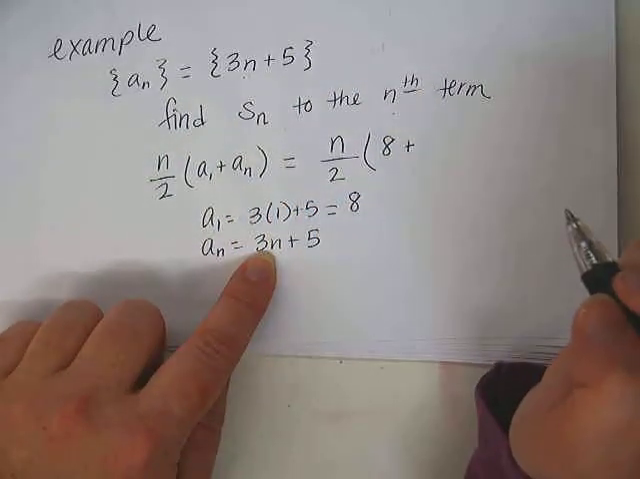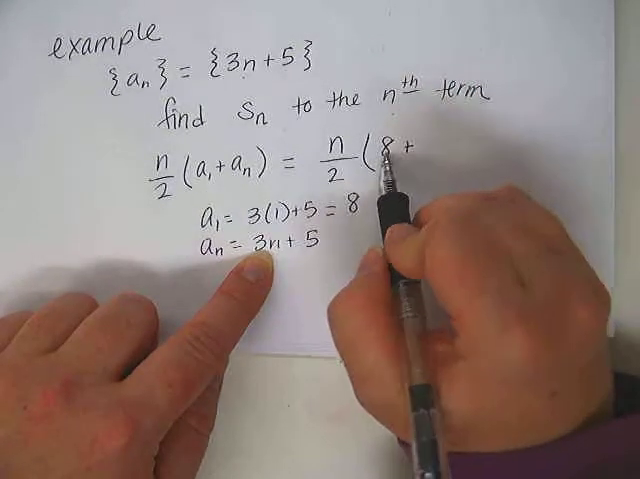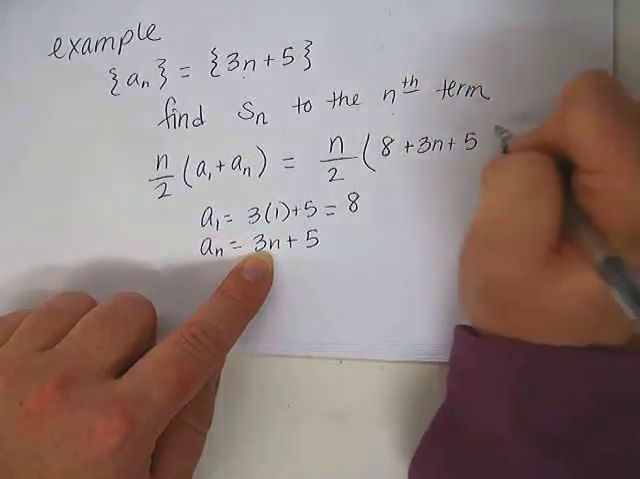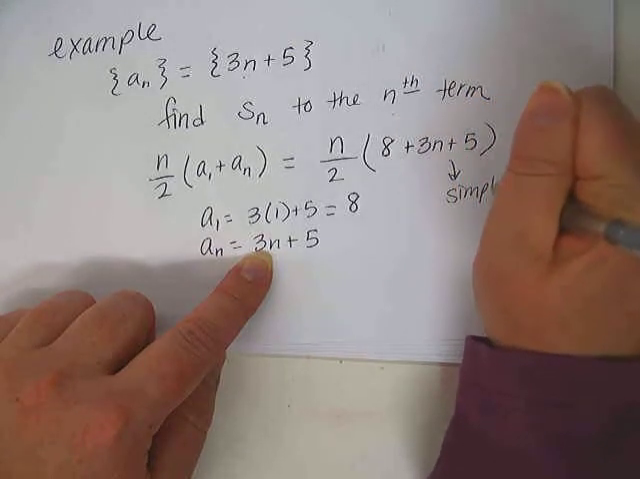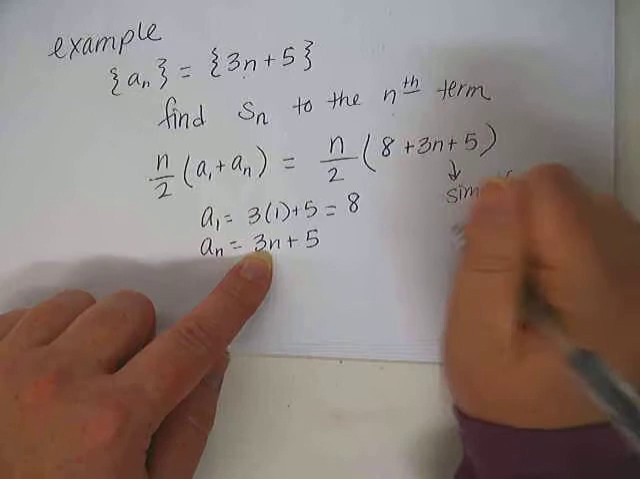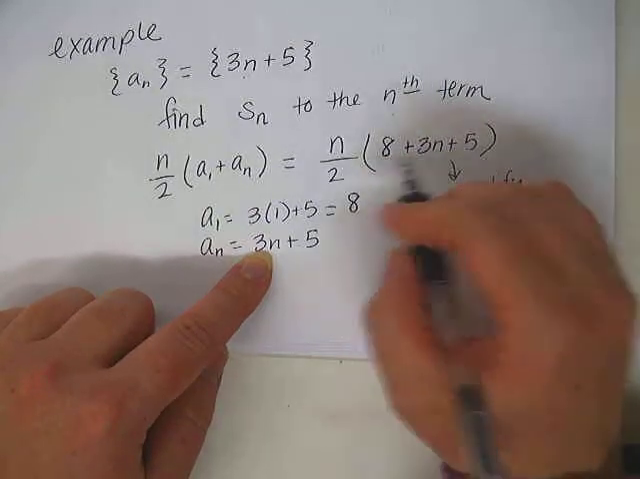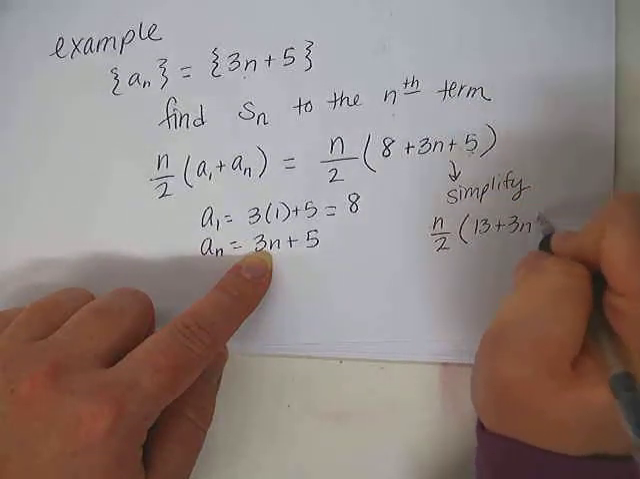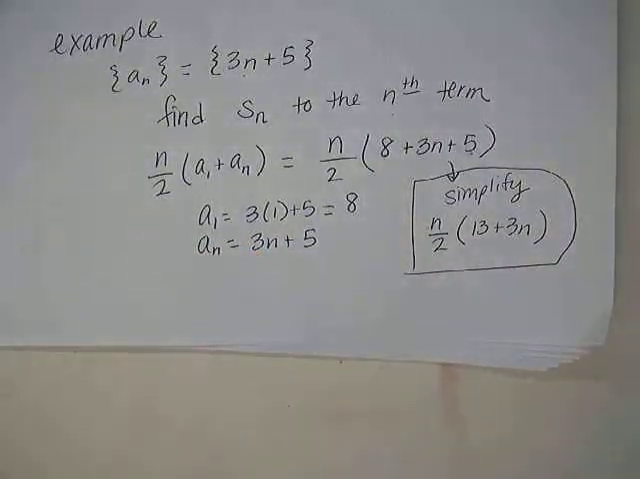What's the last number in the sequence? Well, since we don't know what the number is, we just call it n. It's just 3n plus 5, correct? So we have 8 is the first number in the sequence. 3n plus 5 is the last number in the sequence. And then we simplify this thing. So what can we simplify? What can we add together? 8 plus 5, sorry. So that would be the answer to this problem.